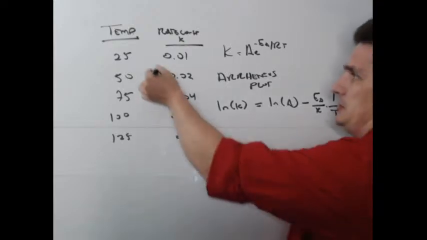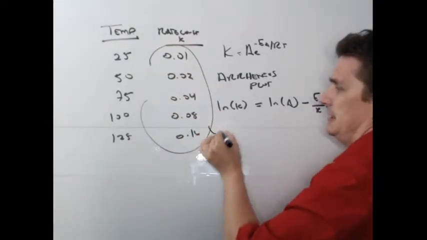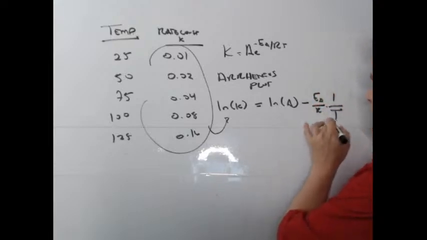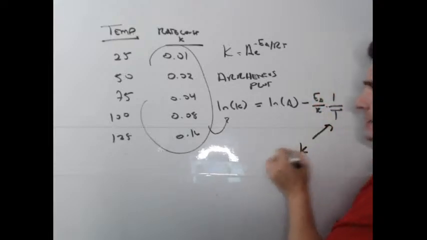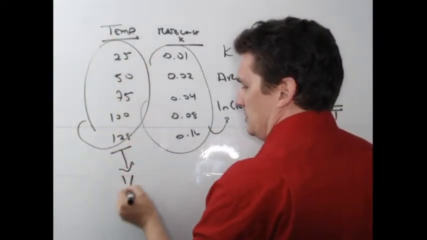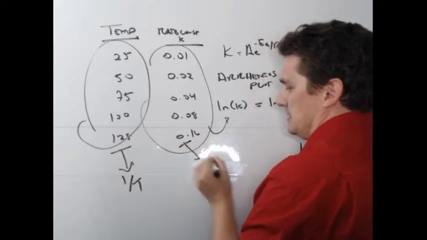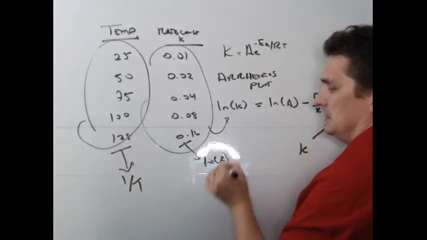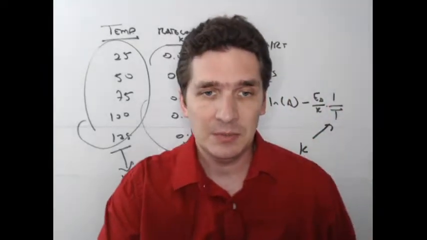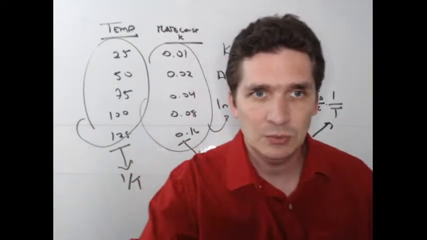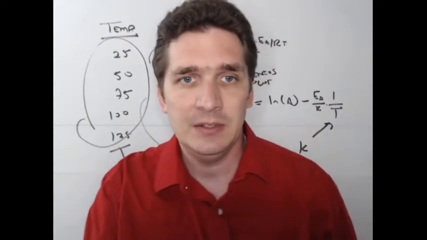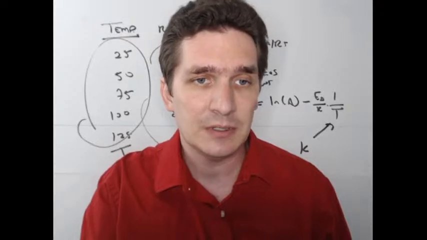So what we have to do is take our k data and take the natural log of all of them. And we need to get 1 over temperature, with temperature here being in Kelvin. So we need to convert this to 1 over temperature, and we need to convert this to natural log of k. And then we're going to produce a plot of this data. So I'm going to download the data from the course website, and then we'll work the example for the homework.